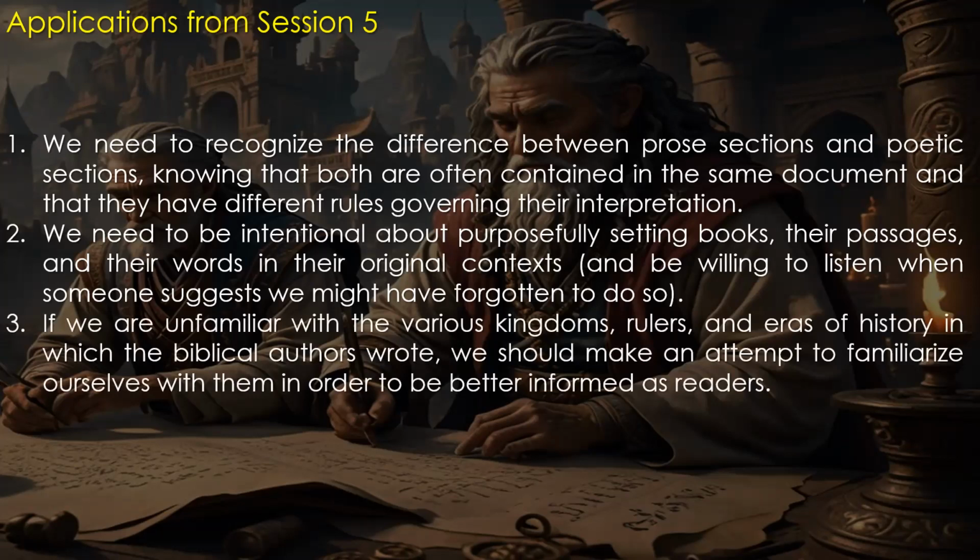Okay. All right, number 3. If we are unfamiliar with the various kingdoms, rulers, and eras of history in which the biblical authors wrote, we should make an attempt to familiarize ourselves with them in order to be better informed as readers. Okay, I talked about how the New Testament is written in the course of at least 5 known Roman emperors, and they ruled Rome in very different ways. Okay, the Old Testament covers a long range of history, with many different empires: Babylon, Media, Persia, Greece, Rome. Before that, we have Egypt, Mesopotamia.